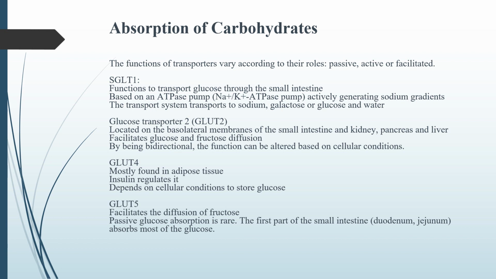GLUT4, mostly found in adipose tissue. Insulin regulates it, depending on cellular condition, to store glucose. GLUT5 facilitates the diffusion of fructose. Passive glucose absorption is rare. The first parts of the small intestine, the duodenum and jejunum, absorb most of the glucose.